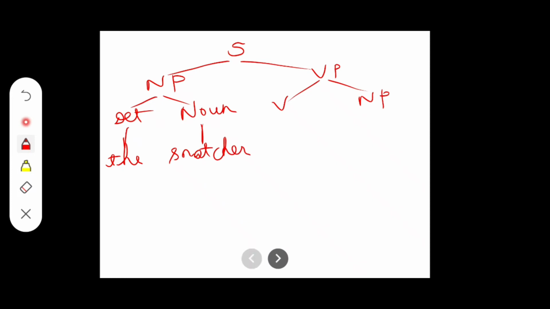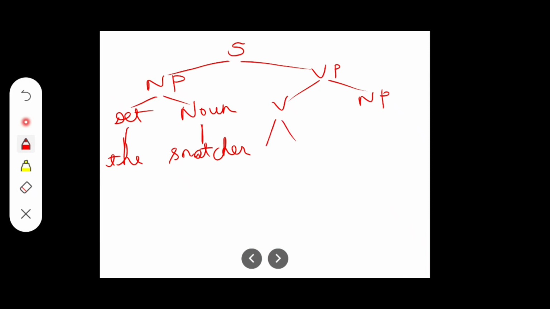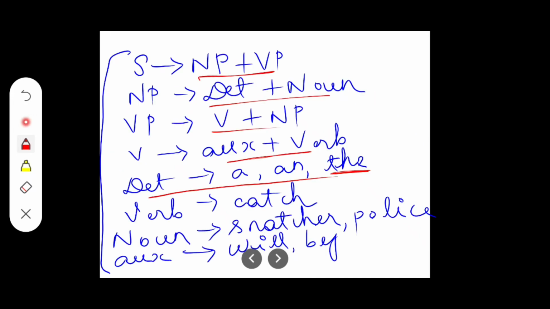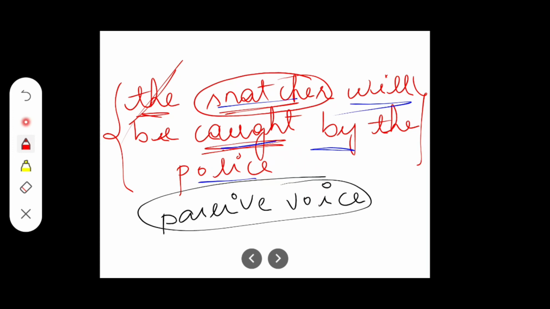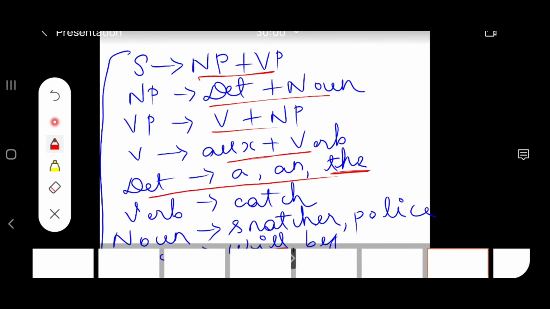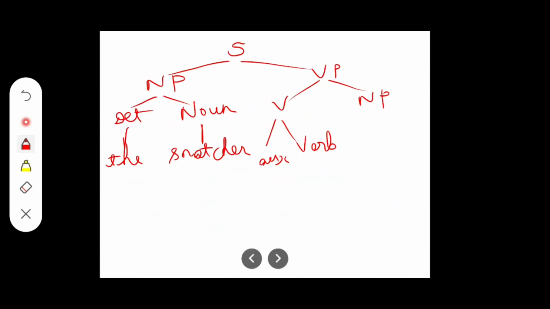Snatcher. And coming to the verb, verb is made up of auxiliary verb and the main verb. So I'll take as it is auxiliary verb and the main verb. Okay, so what are the auxiliary verbs that we are having? Will and be. So look into the example. So snatcher is over, you can drop the snatcher, and snatcher is followed by what? Will. What does this will indicate? Will is nothing but auxiliary verb. So you can write will in the place of auxiliary verb. Will.